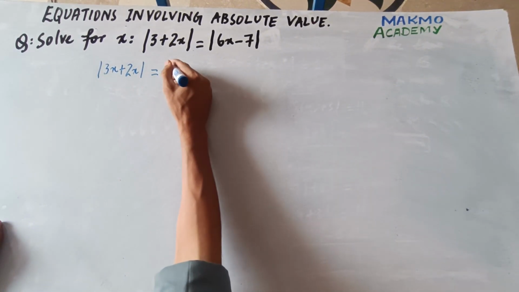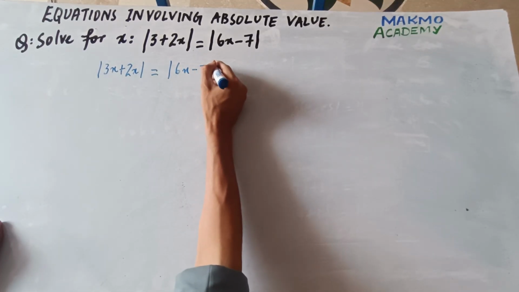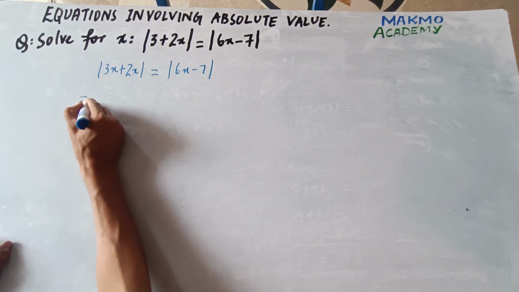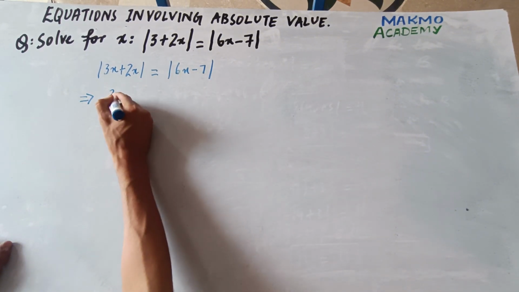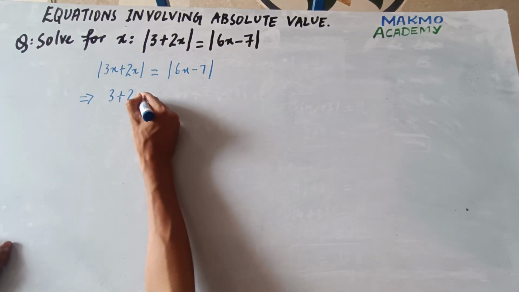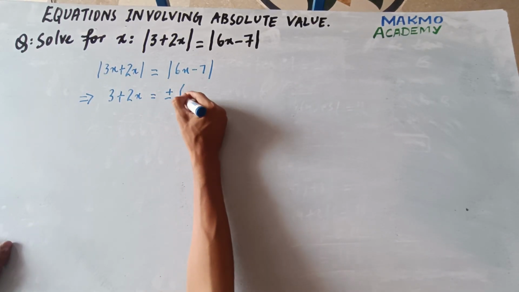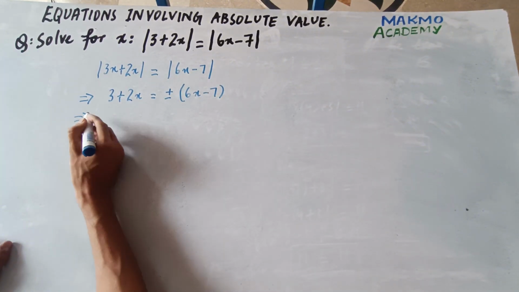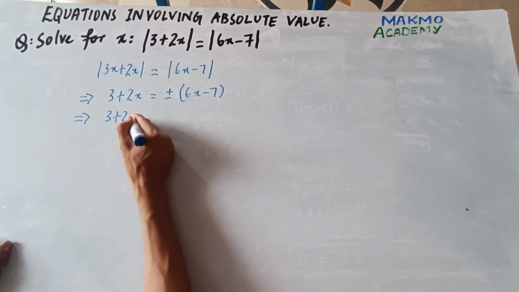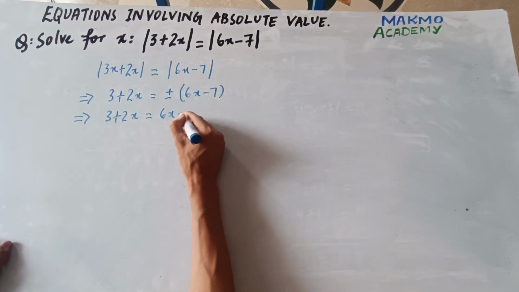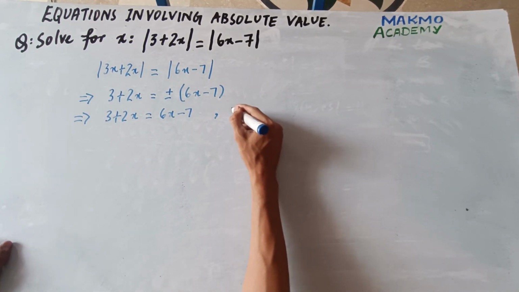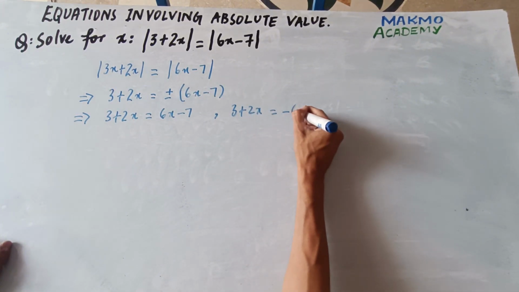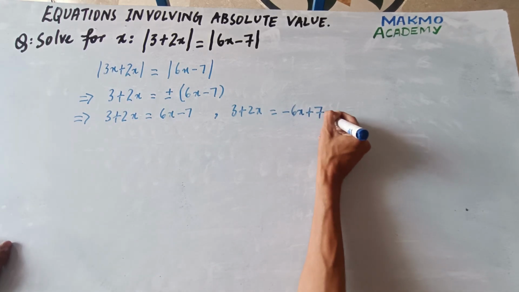Let's say this is your question. The tip or the trick is very easy for this: open the right hand side with plus and minus. One time with plus sign and in the second one with minus sign. So we will do 3 plus 2x is equal to 6x minus 7, and the second one is 3 plus 2x is equal to, I am directly opening it, minus 6x plus 7.